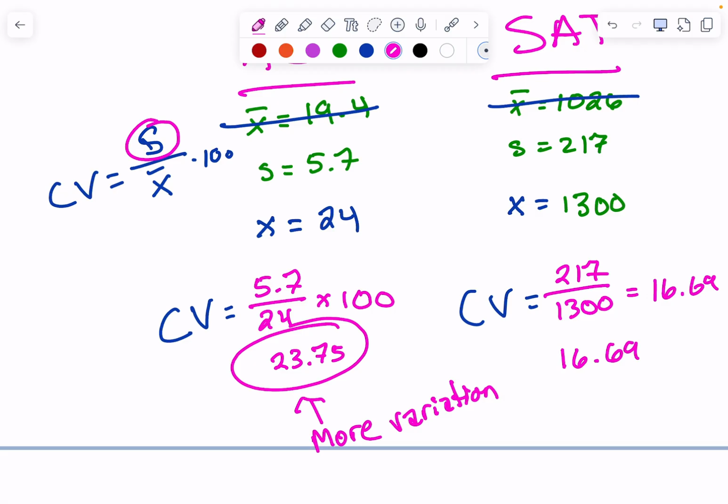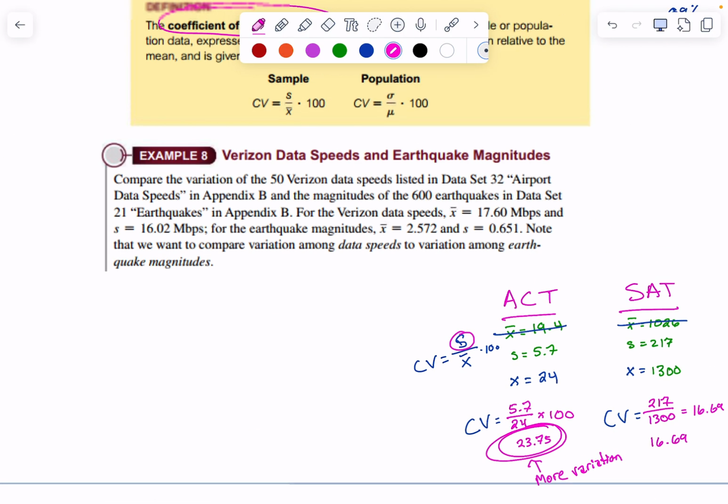If I want to know which one I do better on, I'm going to convert them to what's called a Z-score, which we'll do maybe at the end of this chapter. So I had more variation in the ACT score than I did in the SAT score, even though the scores were lower. Okay, so more variation there. All right, so here we go.